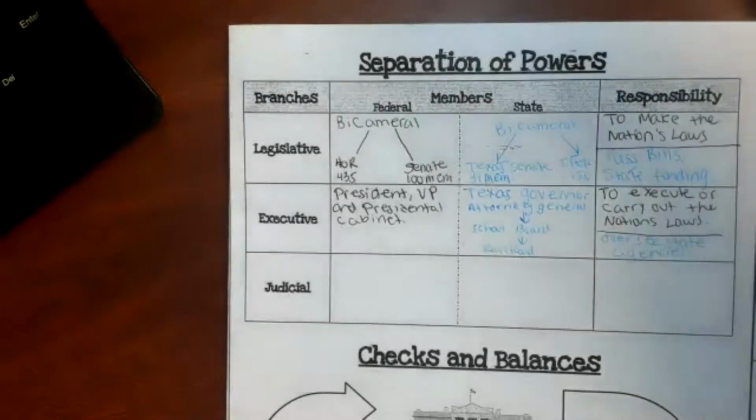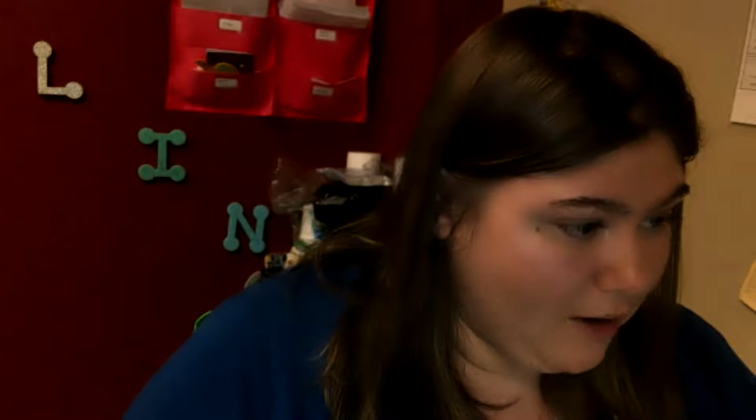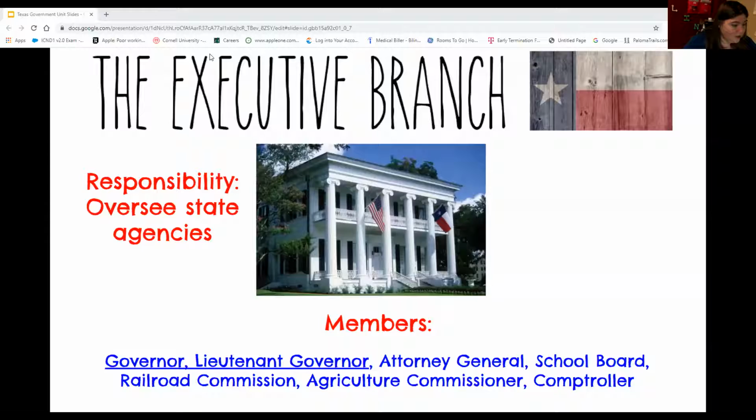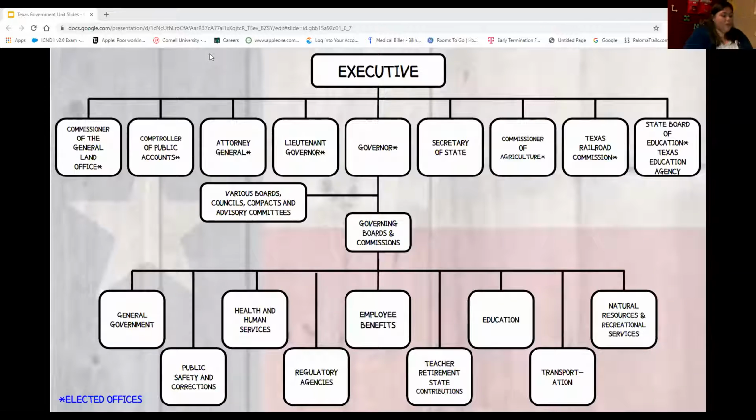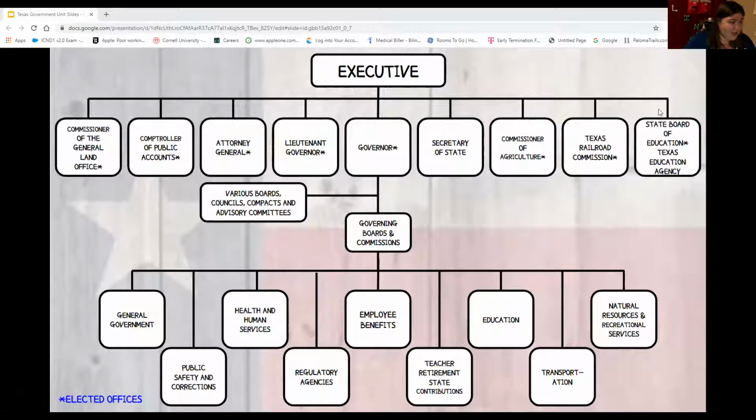Those are our leaders. Let's go back to our lesson and finish up with our judicial branch, and that is where we will end it. Okay, going back over here, let's take a look at our judicial branch. Just moving on with the executive branch inside of Texas, you have the governors, employees, benefits, health and human services, public land and safety. These are areas that the governor will oversee.